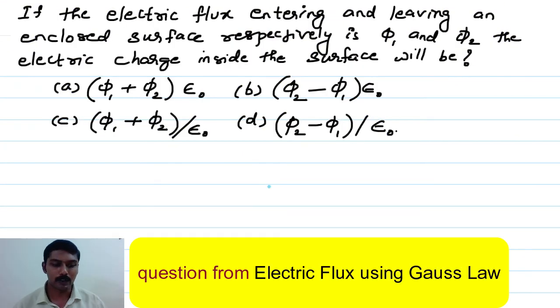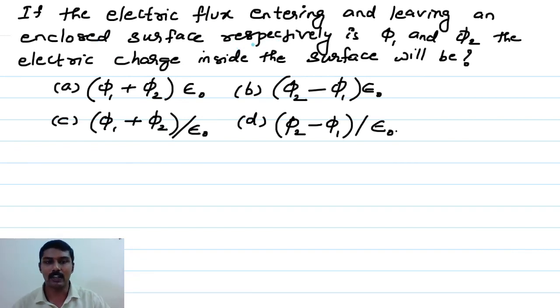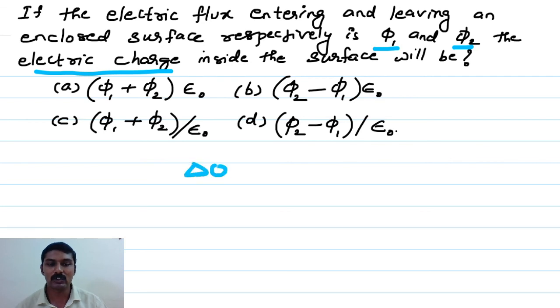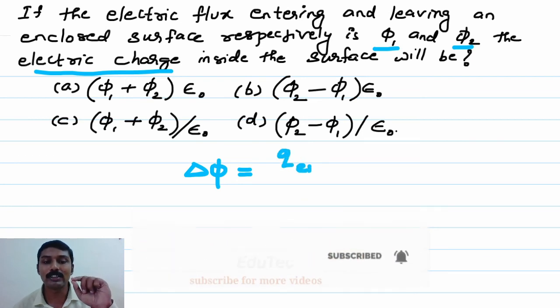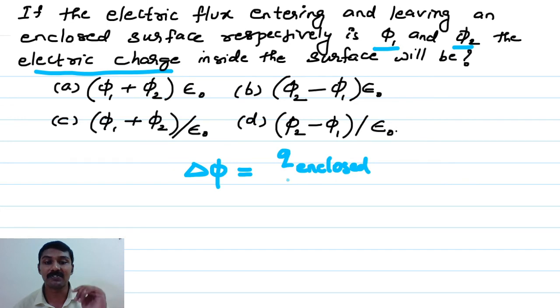So let's look at this particular question. If the electric flux entering and leaving an enclosed surface is phi1 and phi2, obviously phi1 is entering and phi2 is leaving. You have to calculate the enclosed charge inside. You obviously know that the resultant flux will be equal to the total charge enclosed inside the Gaussian surface divided by epsilon naught. So according to our question, you have to find out the charge enclosed.